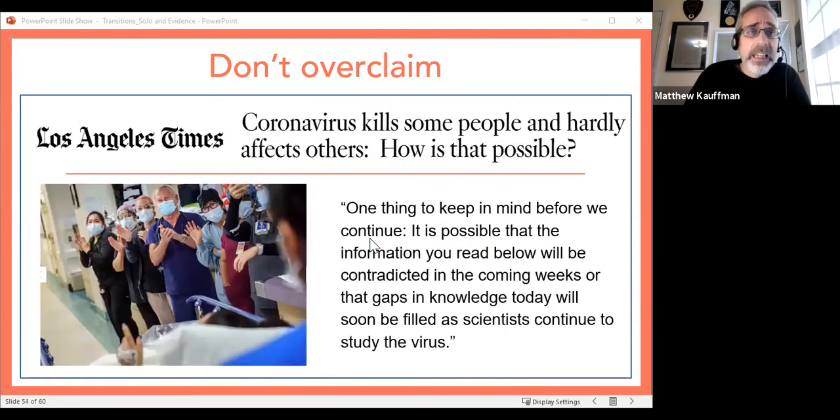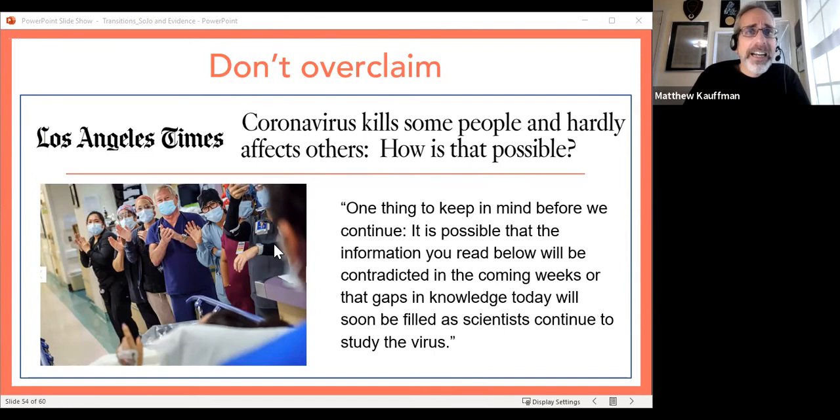Similarly, this is to me just the perfect example of being cautious and not overclaiming. This was early on during COVID. The LA Times does a story: kills some people, hardly affects others. What can we figure out from that?